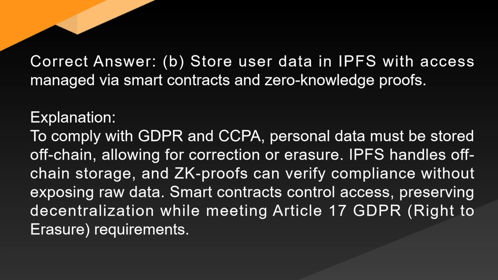Correct answer. B. Store user data in IPFS with access managed via smart contracts and zero-knowledge proofs. Explanation. To comply with GDPR and CCPA, personal data must be stored off-chain, allowing for correction or erasure. IPFS handles off-chain storage, and ZK proofs can verify compliance without exposing raw data. Smart contracts control access, preserving decentralization while meeting Article 17 GDPR, right to erasure requirements.